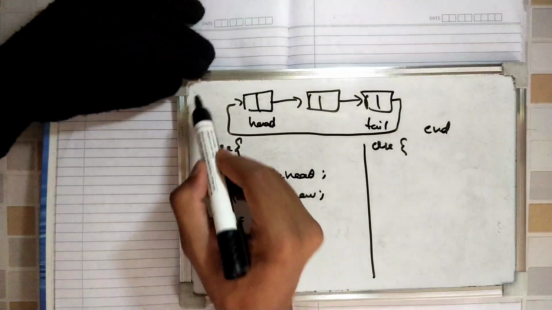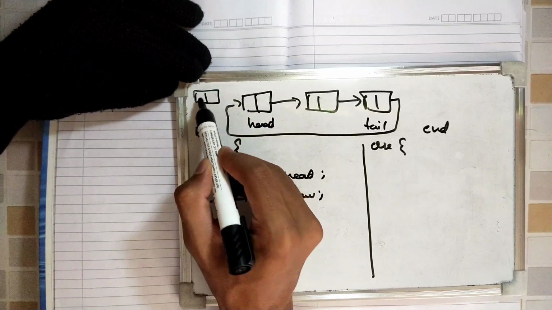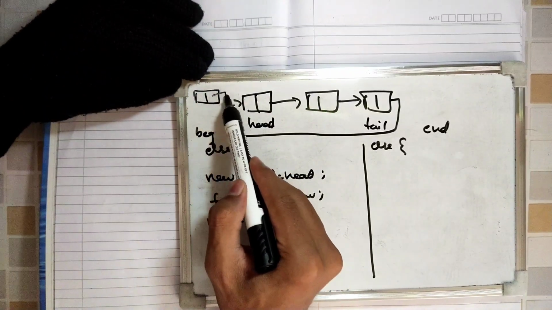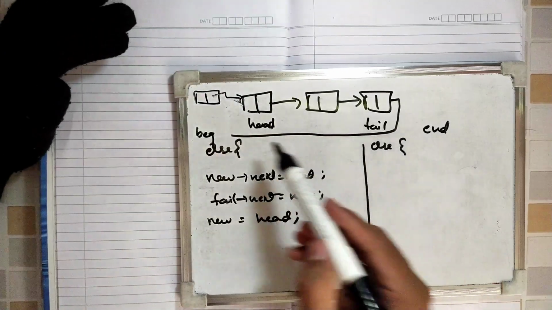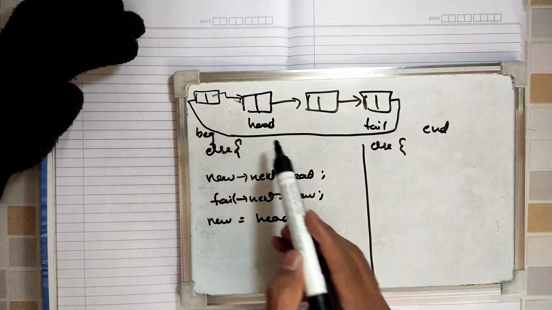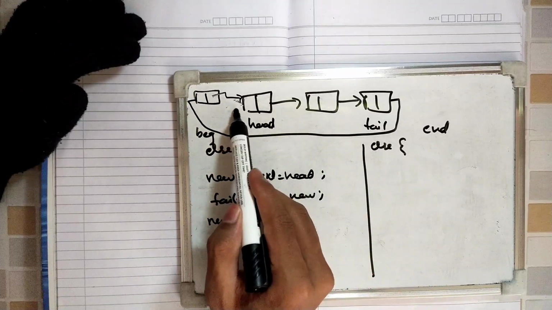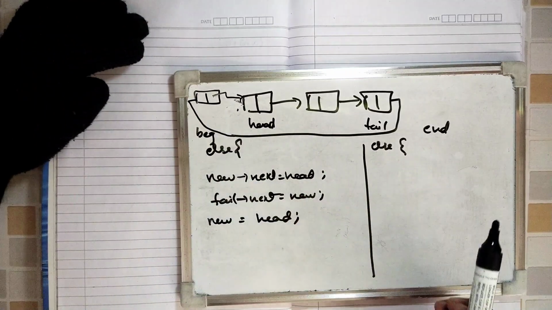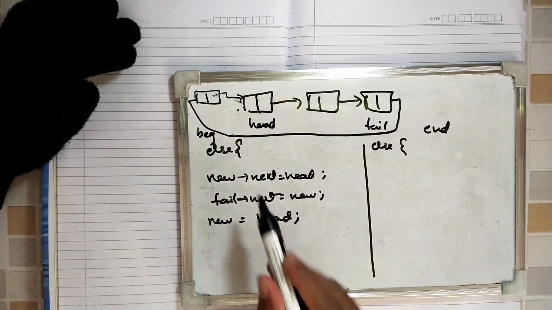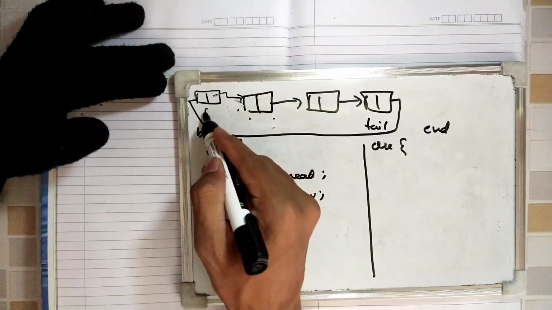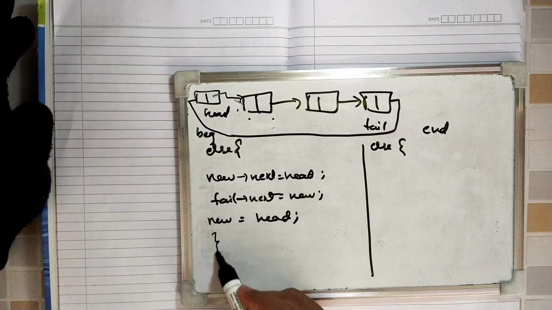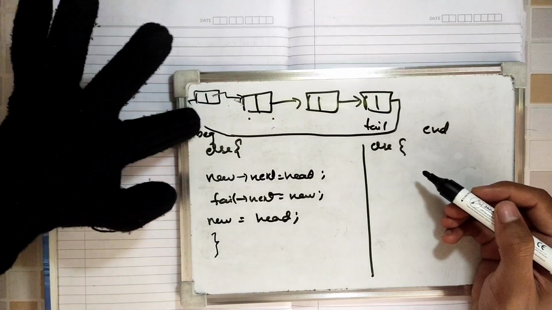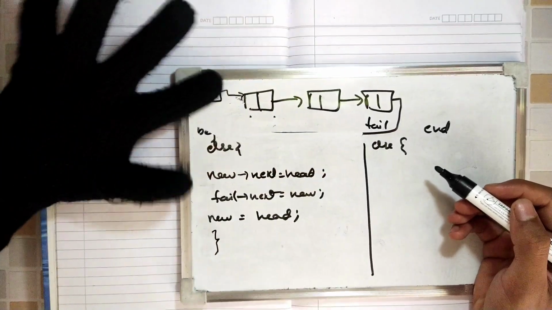Understood? So what happened here, my node was there, this is my new. What I did, new of next I made it as my head, so I provided the connection. Then tail of next I made it as new. So the tail's connection to head got broken, and this link connected over here. Then new equals to head. My head was here, then I jumped my head from here to here. Understood? Simple thing, head went there. Now suppose for end, what will happen? We'll see.